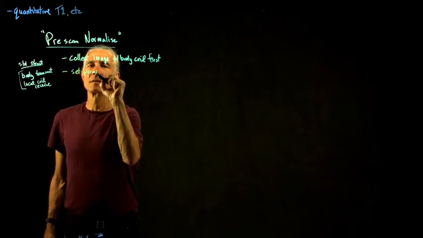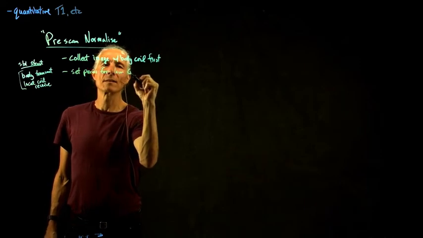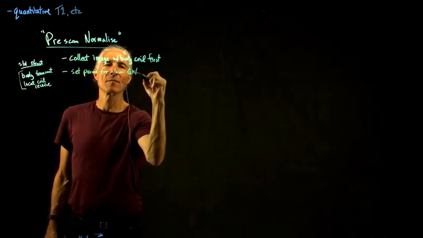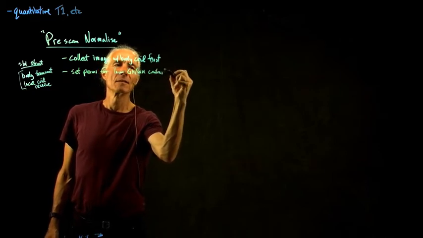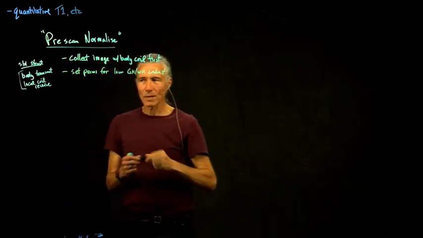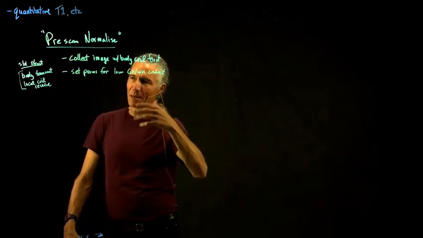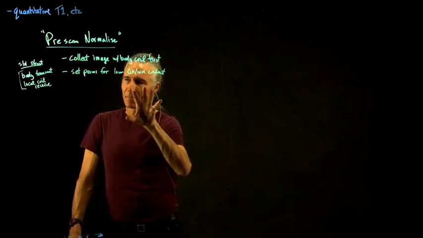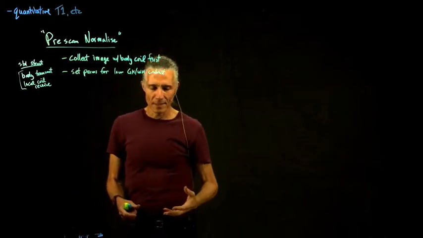And then you could set parameters for low gray matter, white matter contrast. So if you set parameters so that there's no distinction between the gray and white matter, then basically you can try to get an estimate of what the receive fall off is.